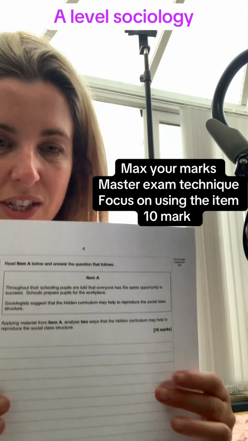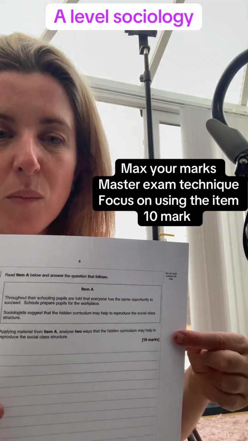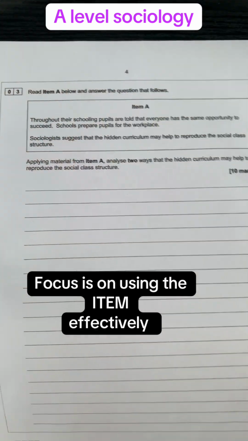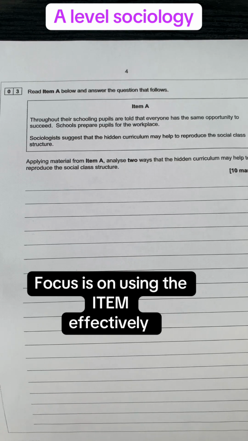A-level sociology students, we're going to max our marks. This time we're going to look at a 10 marker from paper 1 question 3. And we're going to focus on utilising the item effectively to ensure that you get the best possible marks.